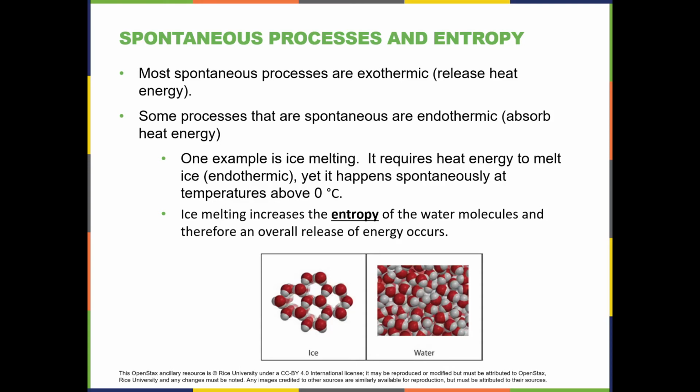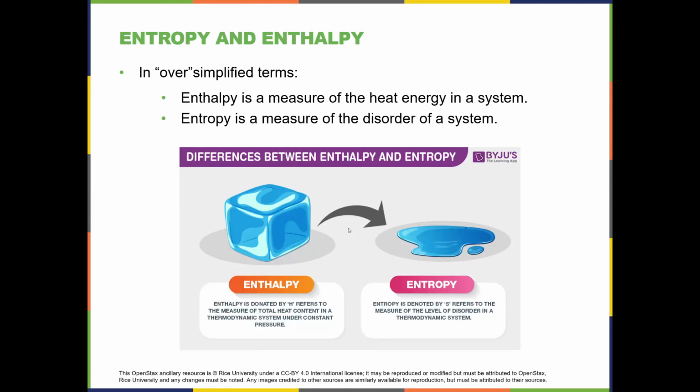So the take-home message of this slide, which we won't get to until the end of the chapter, is that spontaneity depends on two things. Enthalpy, which determines exothermic or endothermic, what happens to the heat of the system, and entropy, what happens to the randomness of the molecules. So let's just use some oversimplified definitions here to talk about enthalpy and entropy.